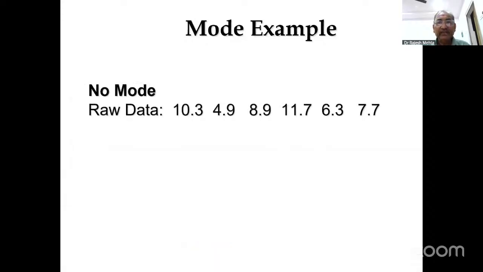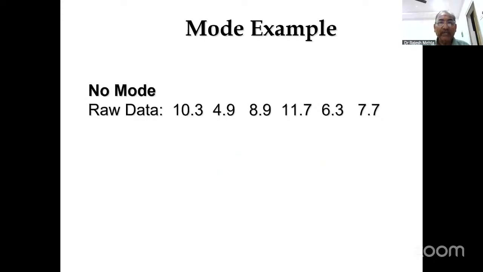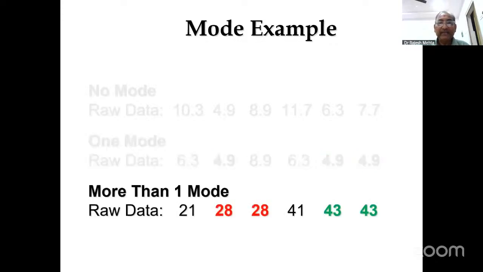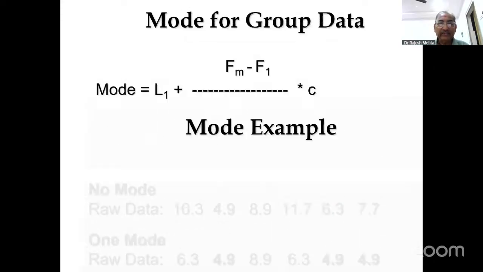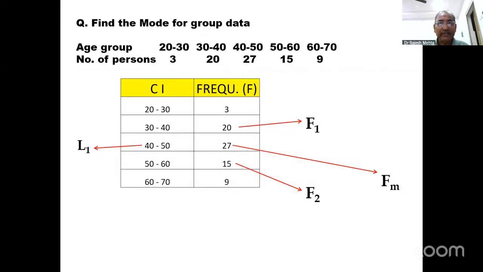In this figure, you can see that 4.9 is one mode. If you look here, there is no mode, all are equal. Here is one mode, 4.9. In this case, more than one mode is there, 43 and 28. And for mode in case of grouped data, there is a technique that can also be used, but nowadays mostly it is not required because of the computer.